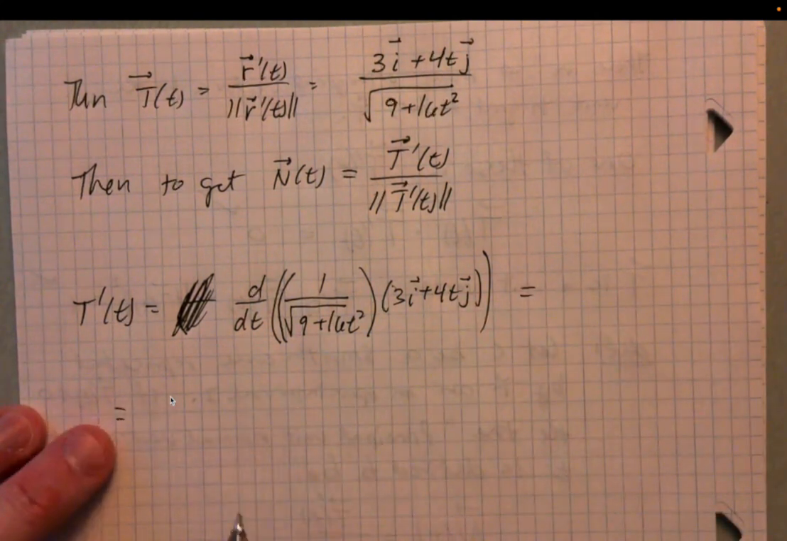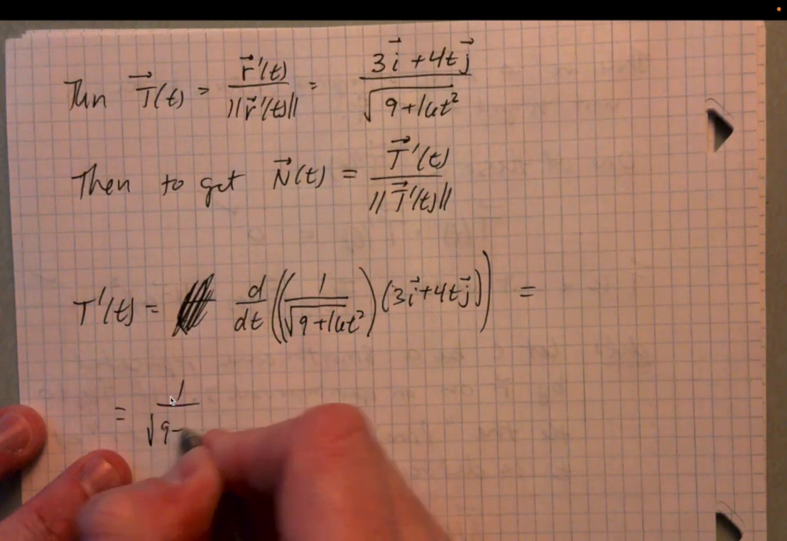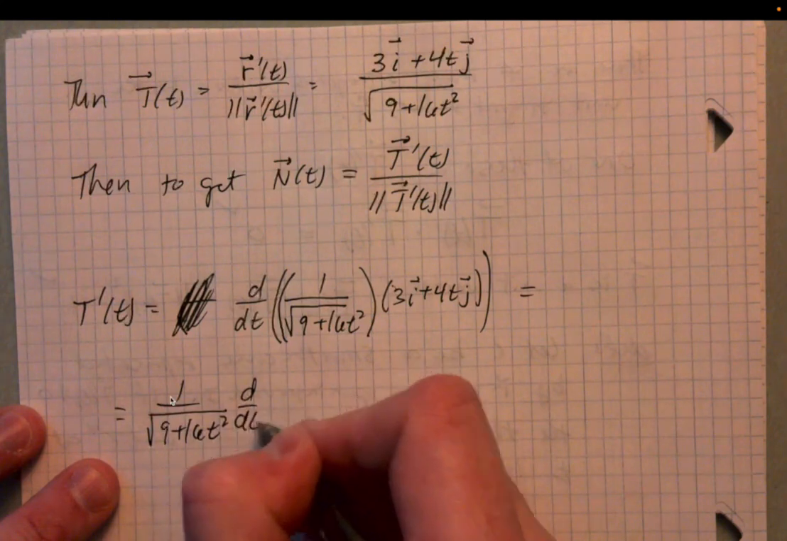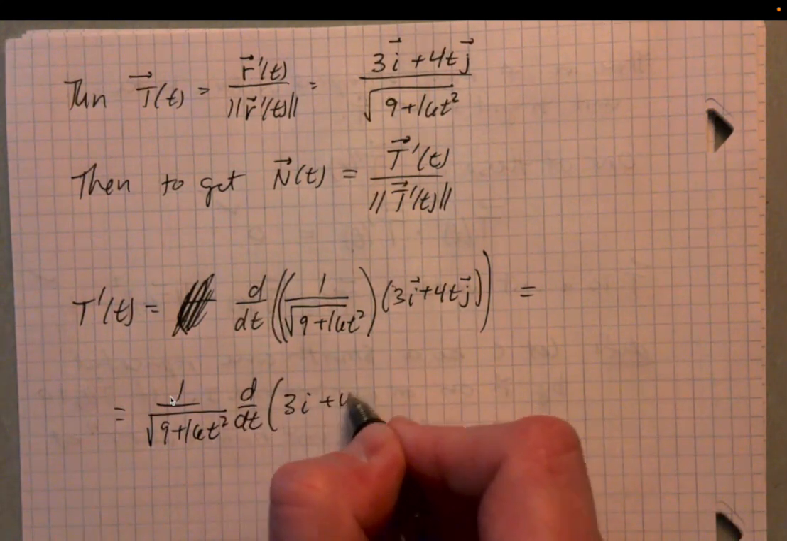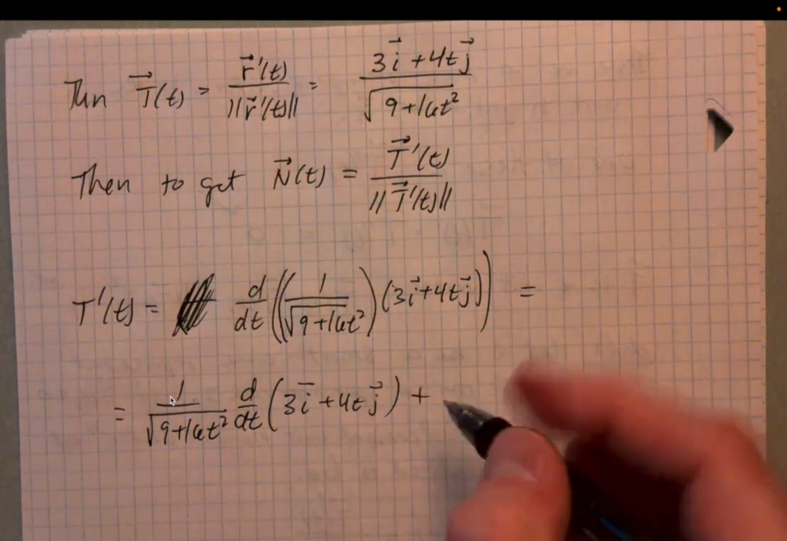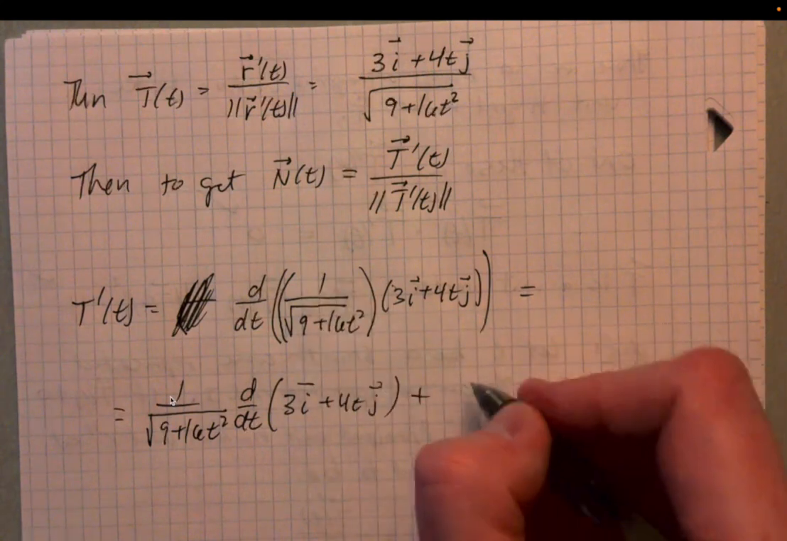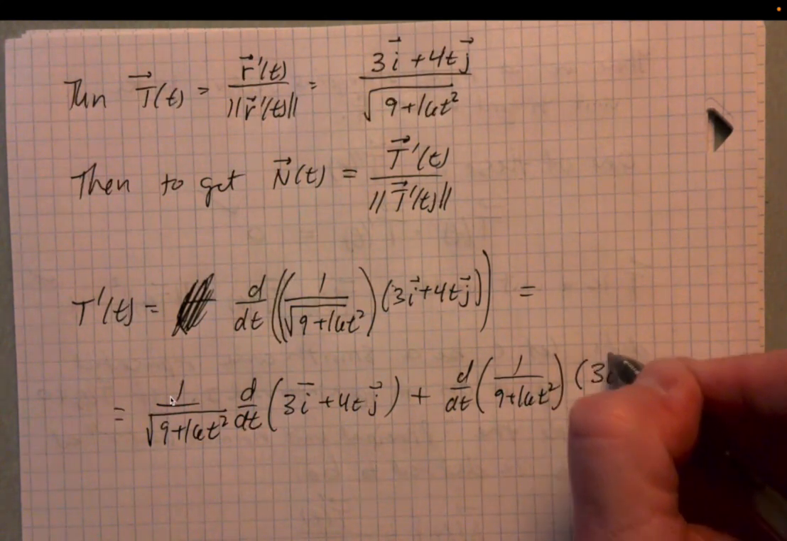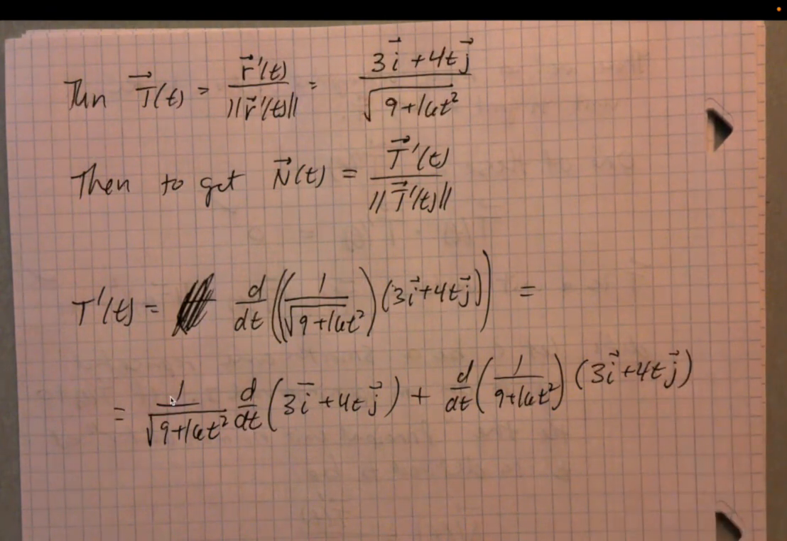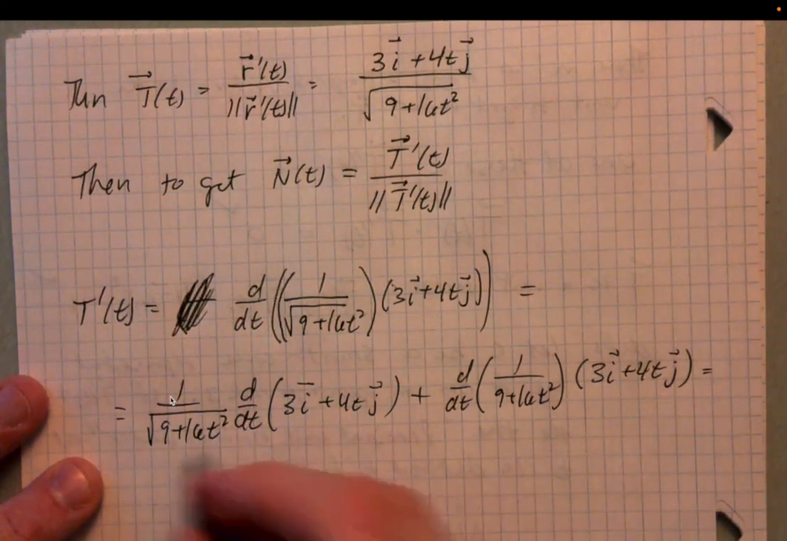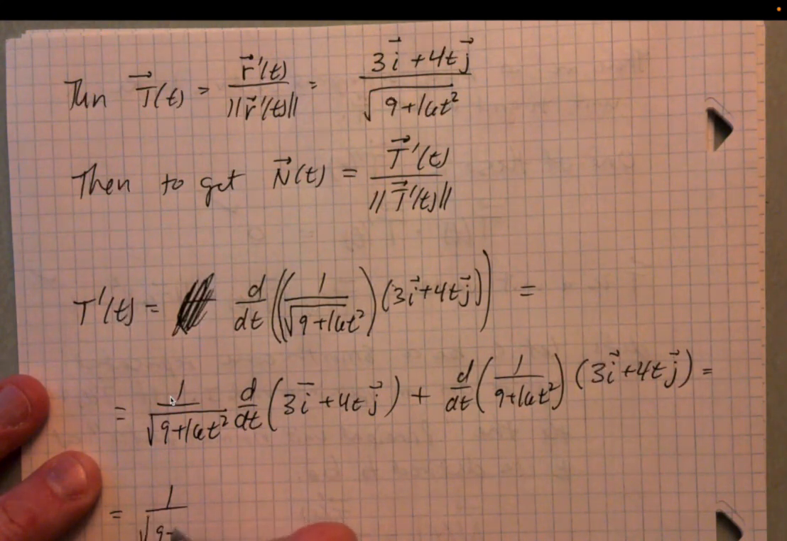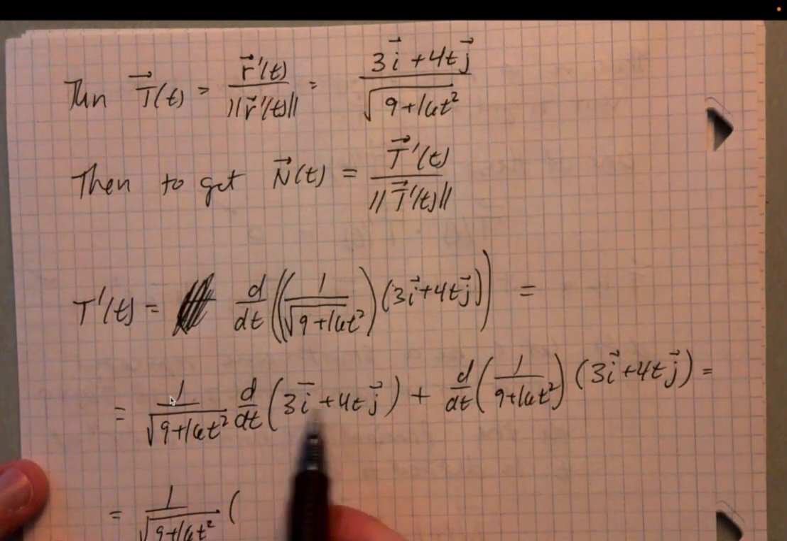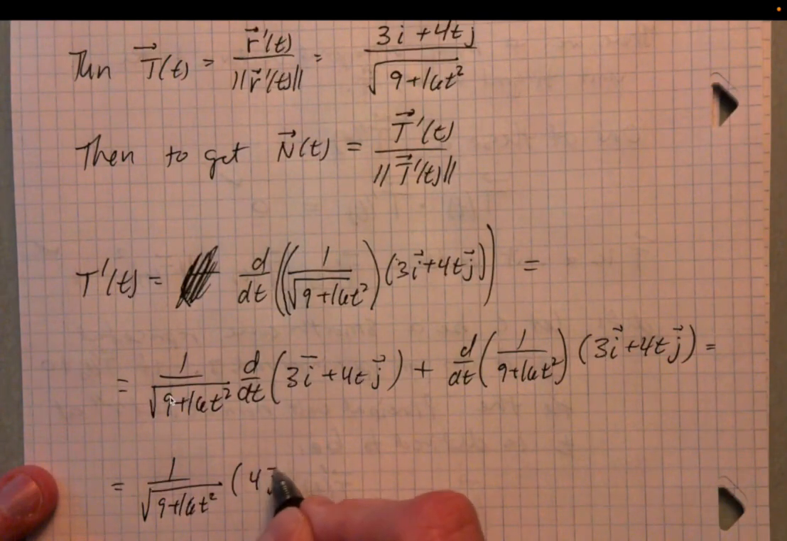Okay, and so this will get a little convoluted, but let's go ahead and write it all out. We can do this. 1 over the square root of 9 plus 16t squared, and then we need to differentiate the vector piece. And then plus, now we have to differentiate the upfront piece here and multiply that times the vector piece. Like so. And then it's just a matter of going through and dealing with the derivatives. So this is 1 over the square root of 9 plus 16t squared, and then what happens when we differentiate with respect to t? Well, everything drops out except the 4j. So this is just 4 times j.